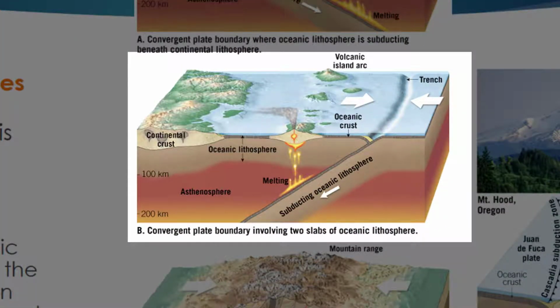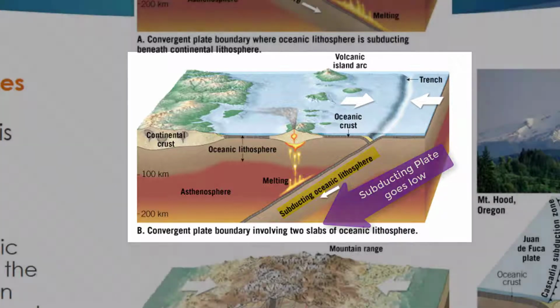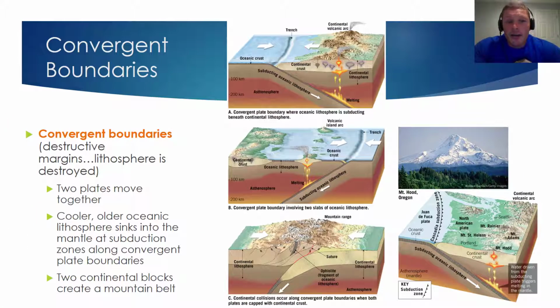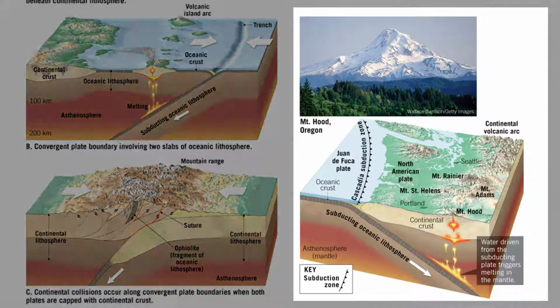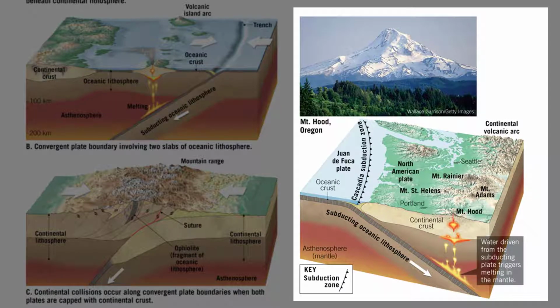One of the plates will go underneath the other plate as they run into one another. It's very important to note that at convergent boundaries, we see mountain building and we see volcanic activity. A really good example to consider is Mount Hood, which is found in Oregon. Mount Hood is part of the Cascade Range, and the Cascades are a chain of active volcanoes. Those active volcanoes are created by the science that's occurring near a convergent boundary.